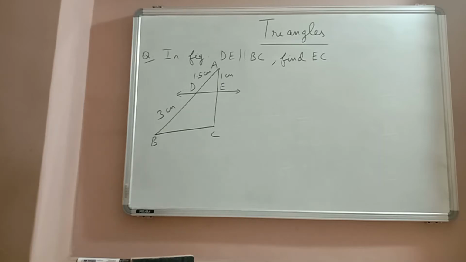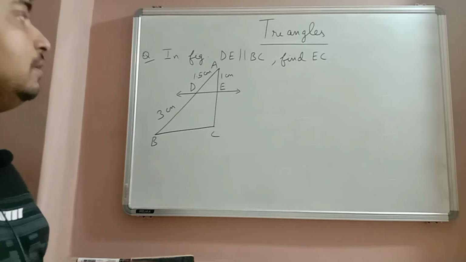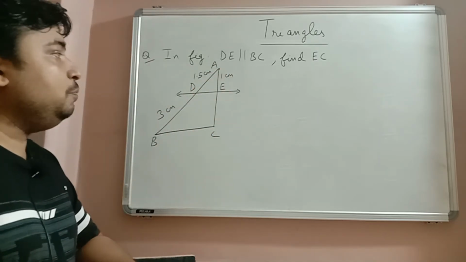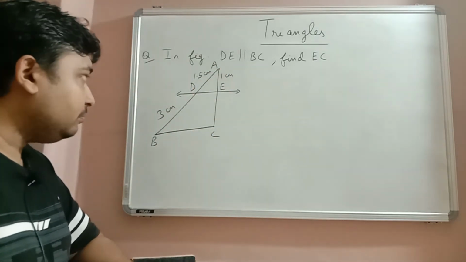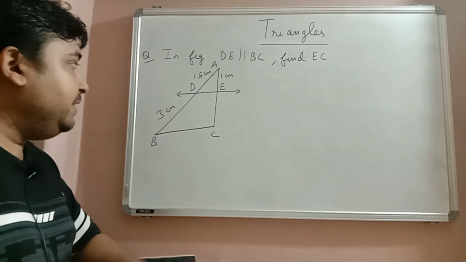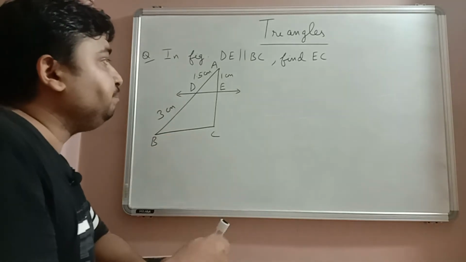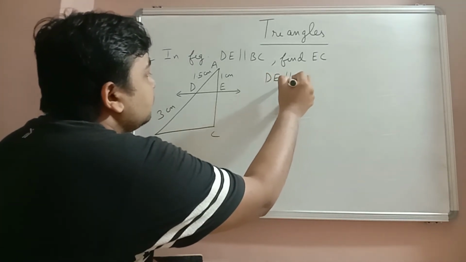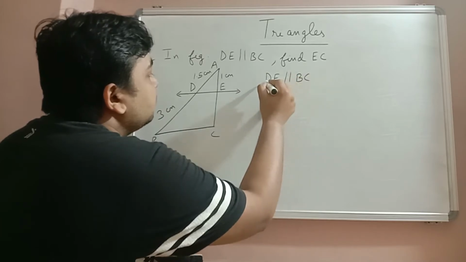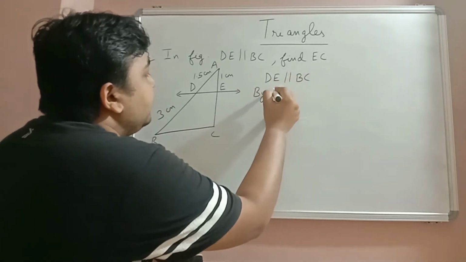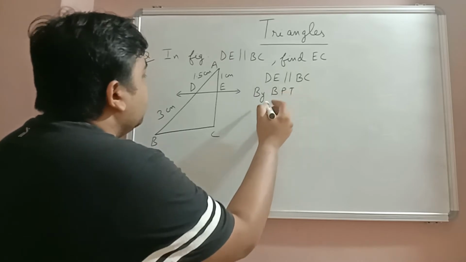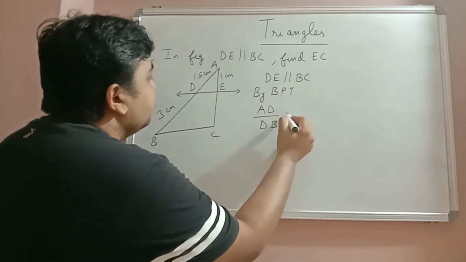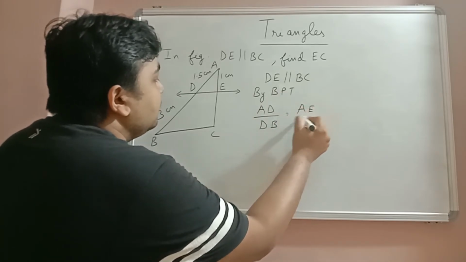Alright students, let's take up a simple question on basic proportionality theorem. The question says in the figure, DE is parallel to BC, find EC. Now if DE is parallel to BC in this triangle, one can say by basic proportionality theorem, we can say AD upon DB equals AE upon EC.